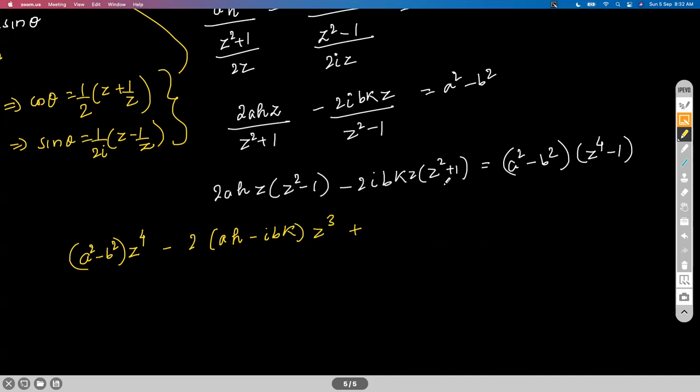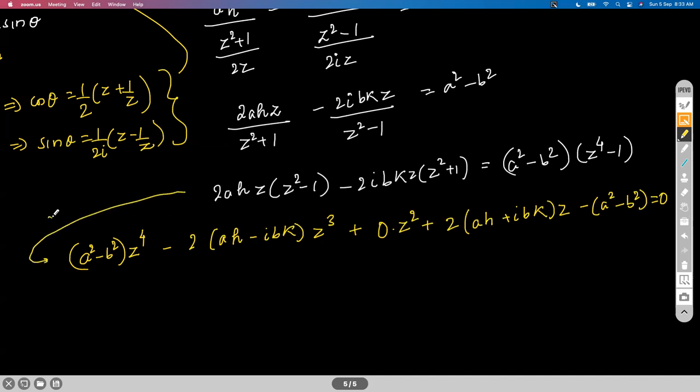And I'm just collecting the Z squared term. Z squared term, is this anywhere? No Z squared term. Okay, so 0 Z squared term. Good. And what about the Z term? So the Z term will be obtained from here and here. So it'll be 2 AH plus IBK Z. And the constant term will be minus A square minus B square equal to 0. So I've just simplified this. Nothing else. You can also verify that the simplification is correct. Anything that I'm missing, do let me know.